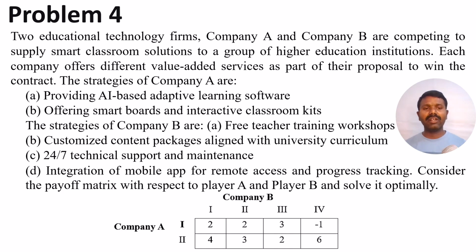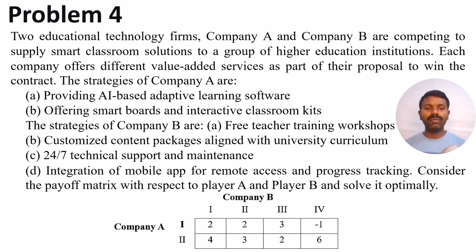So two educational technology firms, company A and company B, are competing to supply the smart classroom solution to a group of higher education institutions. And each company offers different value added services as a part of their proposal to win the contract. The strategy of company A is providing AI based adaptive learning software, and B will be offering the smart boards and interactive classroom kits.